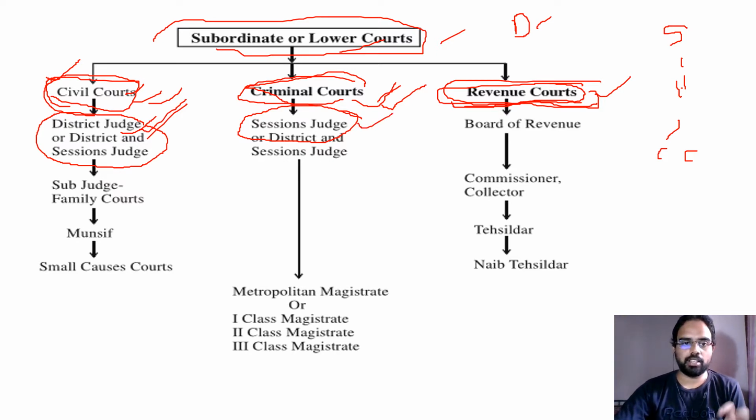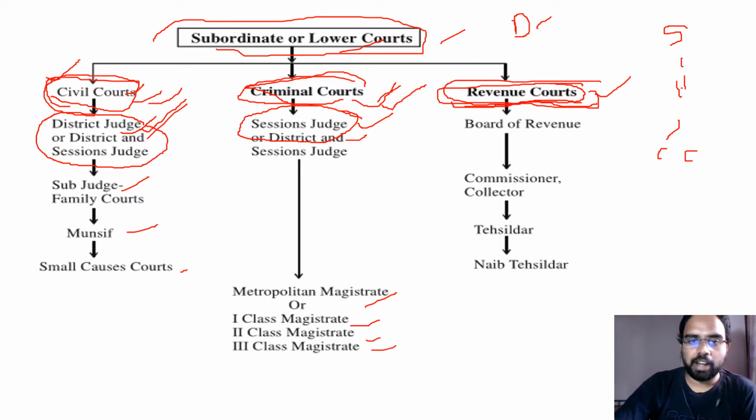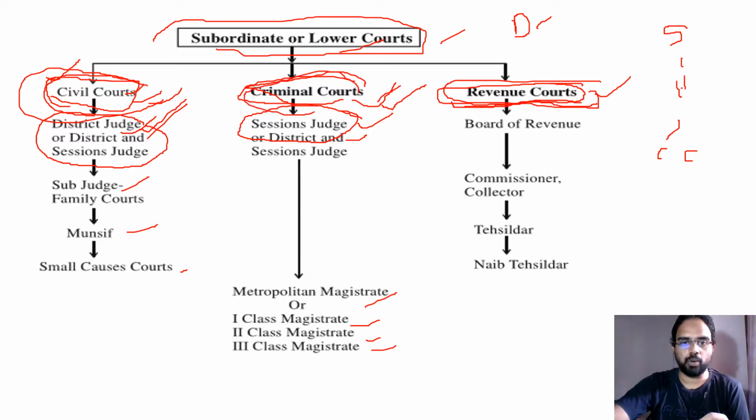Under this district judge, we have sub judges, munsifs and other officers, and under the sessions judge, we have metropolitan magistrates and first class, second class and third class magistrates. They are all part of the hierarchy. But as per our syllabus, we will stick only to the civil courts and the criminal courts, that is, the district judge and sessions judge.